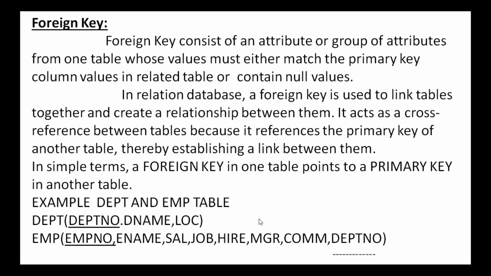For example, if you take the department table and employee table, what is the relationship between those two? One department may contain several employees and each employee belongs to only one department. So from department to employee, we have a one to many relationship. The department table contains three attributes: department number, department name and location. Here the department number is a primary key in the department table. Coming to employee, in employee table we have employee number, e-name, salary, job, hire date, manager number, MGR, commission and department number.